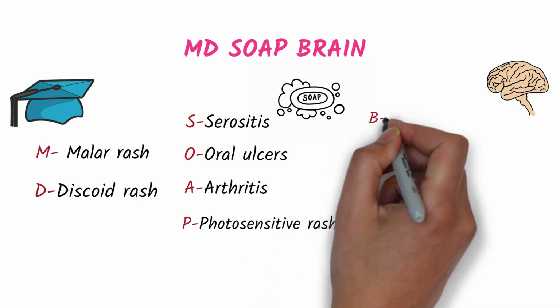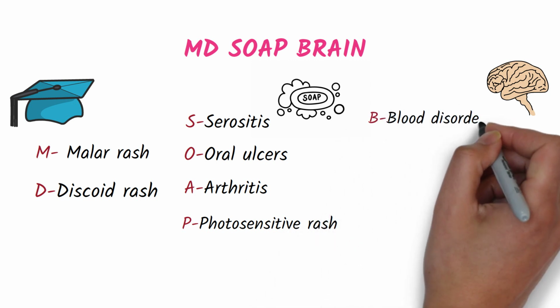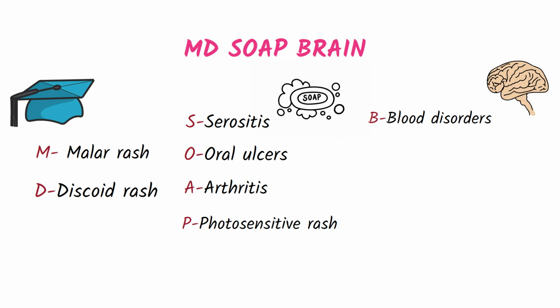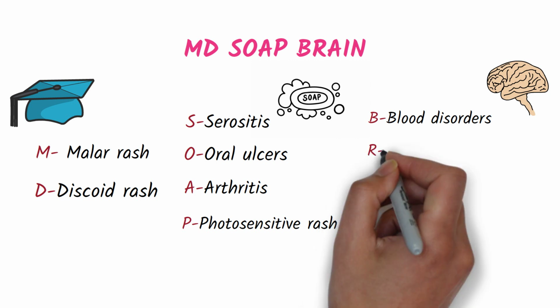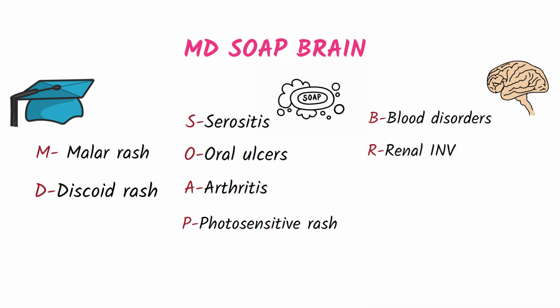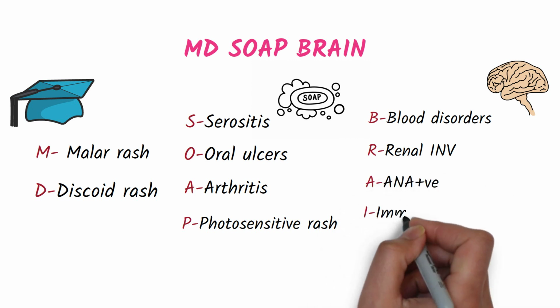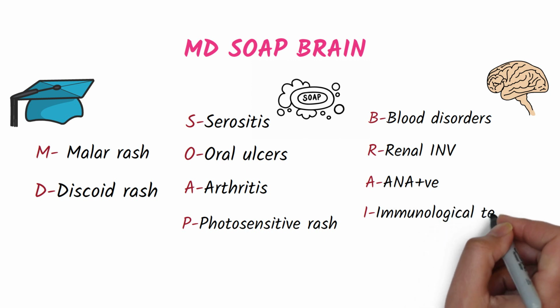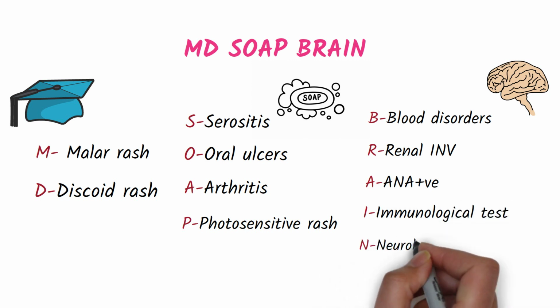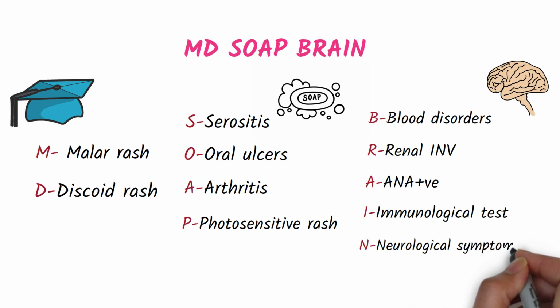For brain, B is for the blood disorders, that is autoimmune hemolytic anemias, autoimmune thrombocytopenia, and leukopenias. R is for renal investigations where you have an elevated serum creatinine or elevated serum blood urea. A is for ANAs positive in patients with SLE, and I is for the immunological tests. N is for neurological symptoms. So patients with SLE will have neurological symptoms like fits, hemiplegia, cognitive impairment, psychosis, things like that. So this is a mnemonic that you can use to remember the clinical features and some of the investigations in SLE.